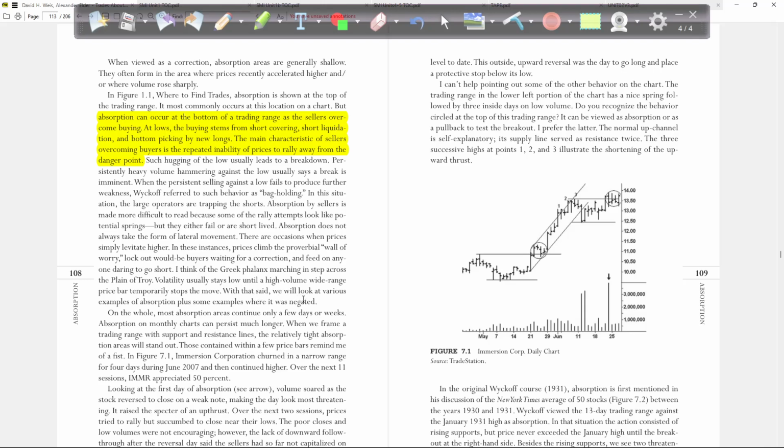With that said, we will look at various examples of absorption plus some examples where it was negative. I think this whole paragraph is very important.